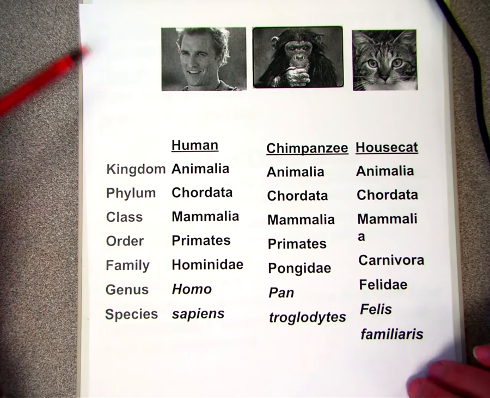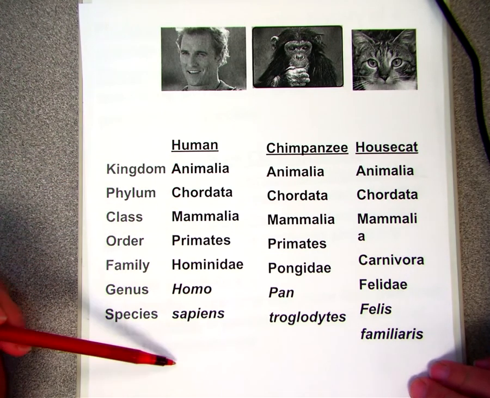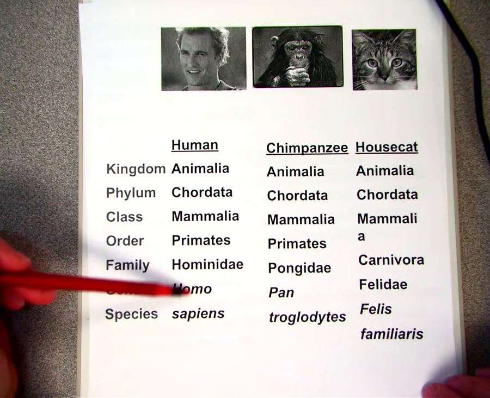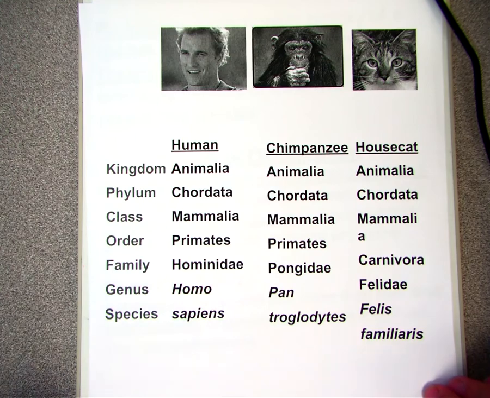Here's another example. So this would be all of our categories. You can see, go right through it. There's a chimp and a house cat.